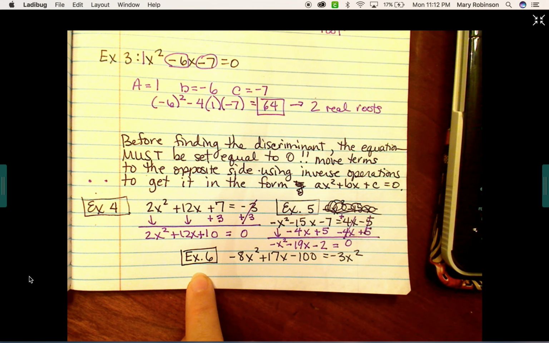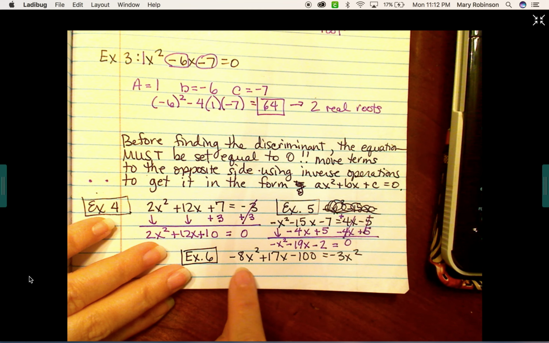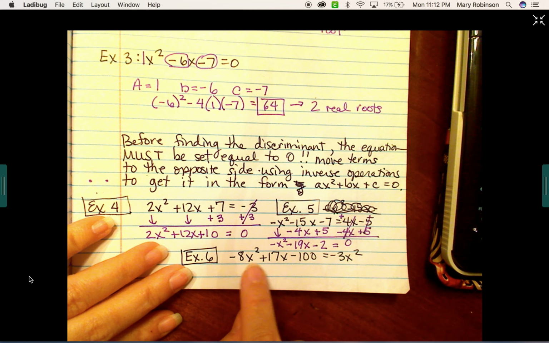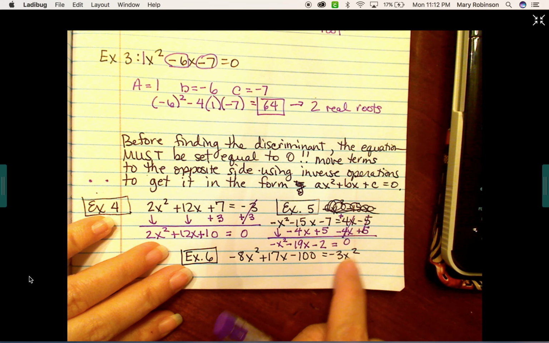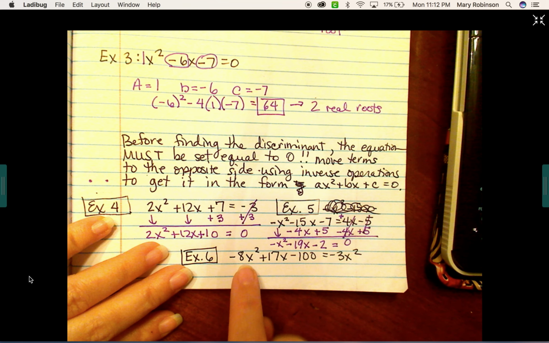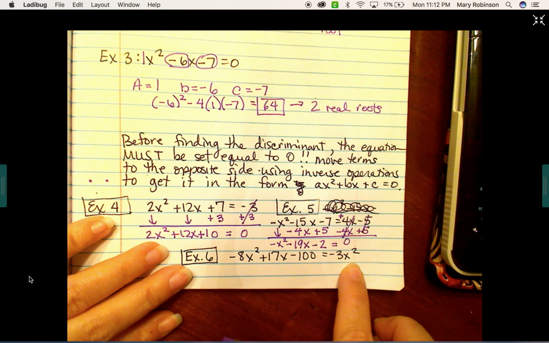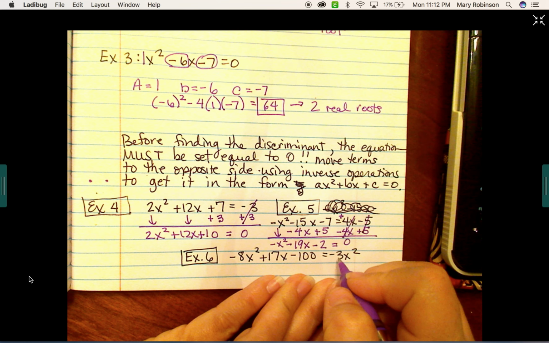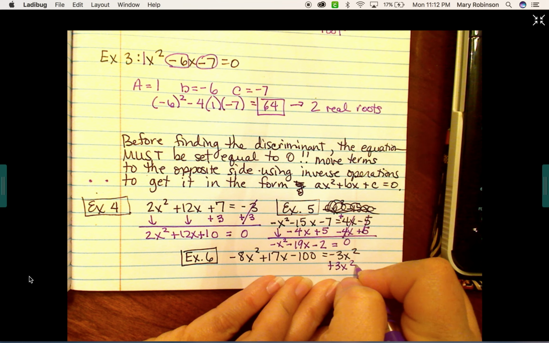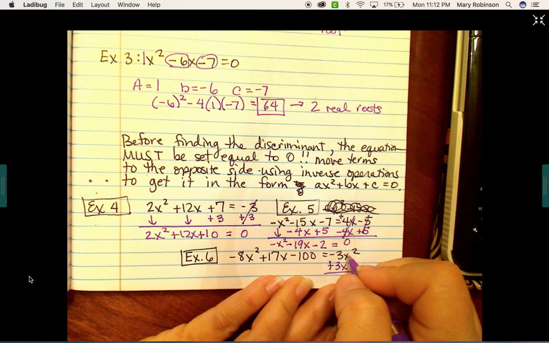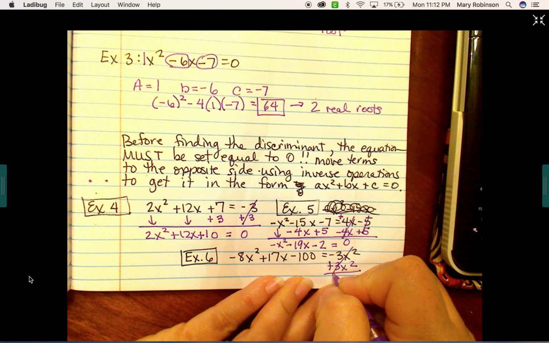Next, for example 6, you're going to see a problem on Delta Math where you have a quadratic, linear, and constant equal to a quadratic term. So it's going to be easiest to move one term to the opposite side than it is to move these 3 over here. So we're going to take this negative 3x squared and add 3x squared, because negative 3 plus 3 is 0 and it goes away.